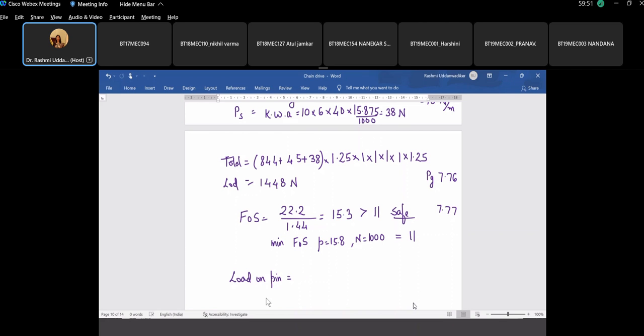Now, the load on the pin is this tensile load Ft or Pt that we have calculated. That load is finally taken by the pin, multiplied by the same service factors K1, K2 till K6: 1.25 into 1 into 1 into 1, upon the bearing area, which is how much? 0.7 centimeter square, converted into millimeter square. Give me this value.